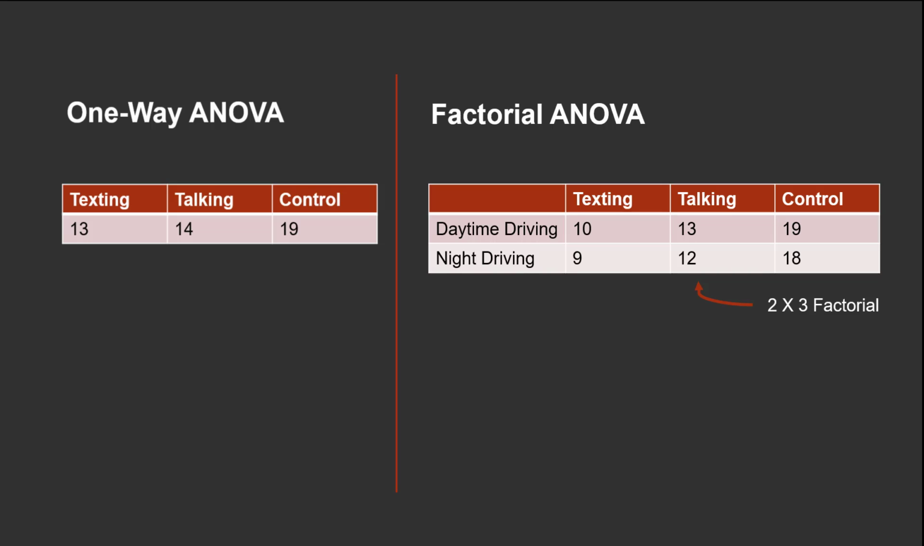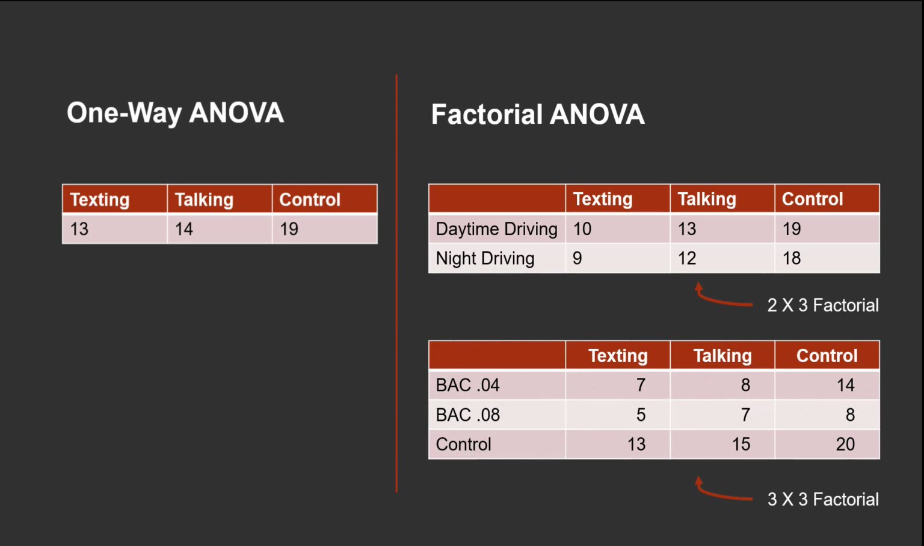Instead of this study, suppose that our researchers are interested in the effects of alcohol use on distraction and driving ability. They set up a driving simulator and ask the subjects to imbibe alcohol before stepping into it. Set up this way, we have a 3x3 factorial study: 3 levels of distraction and 3 levels of alcohol impairment. BAC, by the way, stands for blood alcohol content.